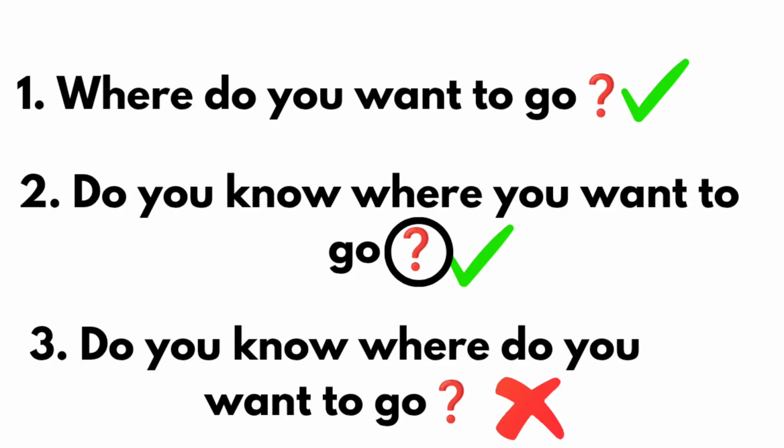Look at the structure carefully. Where do you want to go? After where, we have directly used the helping verb do. In the embedded question, do you know where you want to go? Where you want to go? After the WH form word, we directly use the subject, and the verb comes at the end of the sentence. And we put a question mark for both regular questions and embedded questions. This is clear, right? We will see another 3 examples.